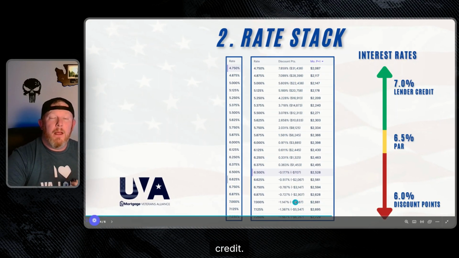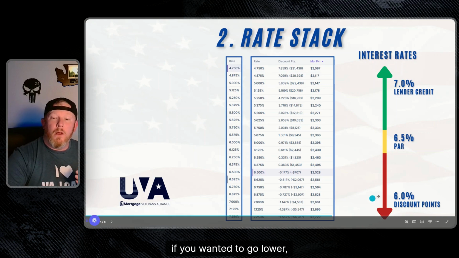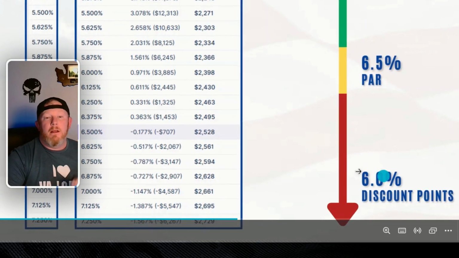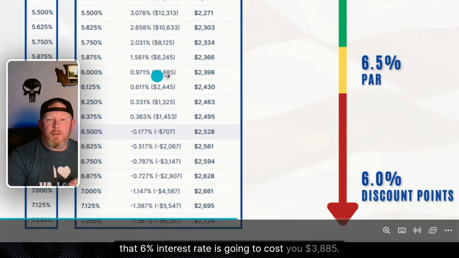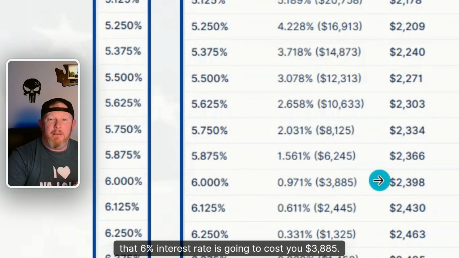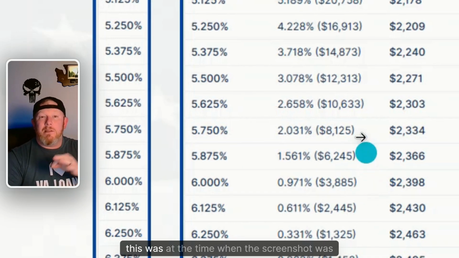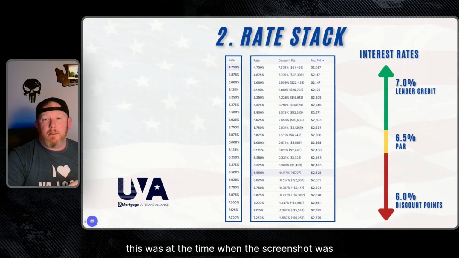As a lender credit. However, if you wanted to go lower, let's just say 6%, that 6% interest rate is going to cost you $3,885. Now, again, this was at the time when the screenshot was taken.